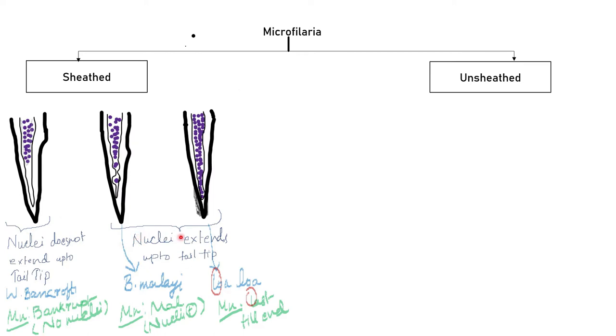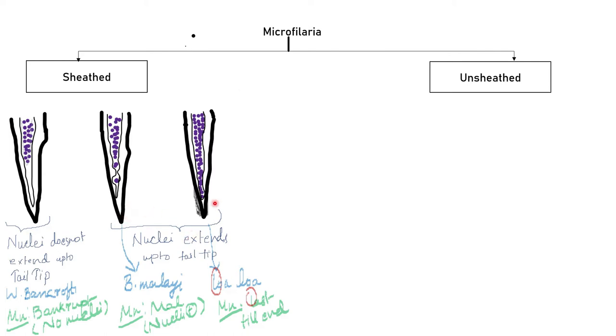Sheathed microfilaria where nuclei extend up to tail tip is again divided into two types. First is when two nuclei is present at the tail tip. Example is Brugia malayi, where darkly stained large coarse overlapping nuclei are present and here two widely spaced round nuclei is present at the tail tip. So how can you remember this? Mnemonic is MAL. In Indian language Hindi, MAL means lots of money. So in Brugia malayi, you can see two nuclei are present. So here we can say that microfilaria is rich because of two widely spaced round nuclei at the tail tip.